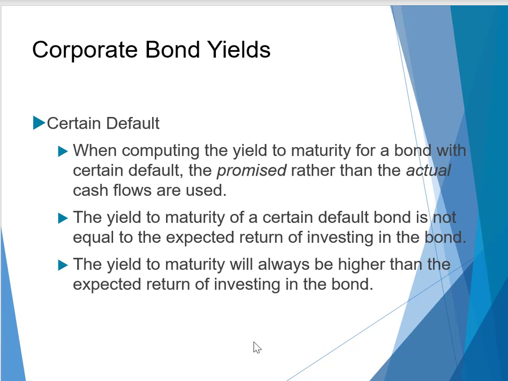So let's take a corporate bond and talk about the concept of certain default. If we're going to calculate the yield to maturity with something that has certain default, we have to change how we view the cash flows because it's not actual cash flows. We're looking at promised cash flows, and promised cash flows have the probability of not being paid. So again, we have to change our view of exactly what kind of cash flow we're looking at, and that will ultimately affect the return that we expect to receive.